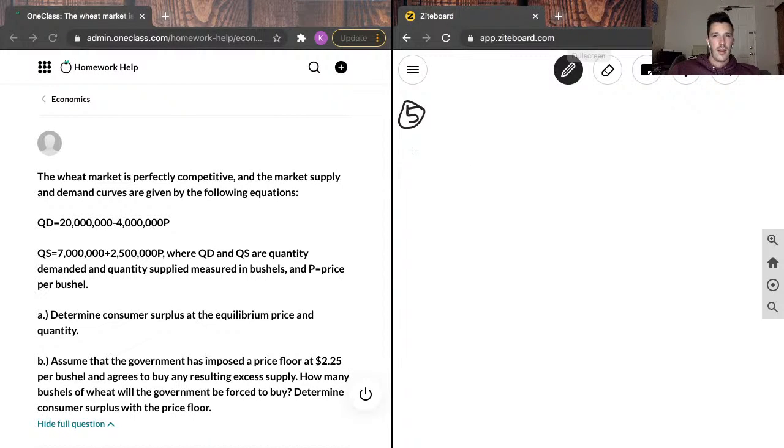So again, we know that quantity demanded is going to equal 20 million. I'm going to lose the zeros just for the sake of my fingers having to draw this. 20 million minus 4 million times the price is going to equal 7 million plus 2.5 million times the price.